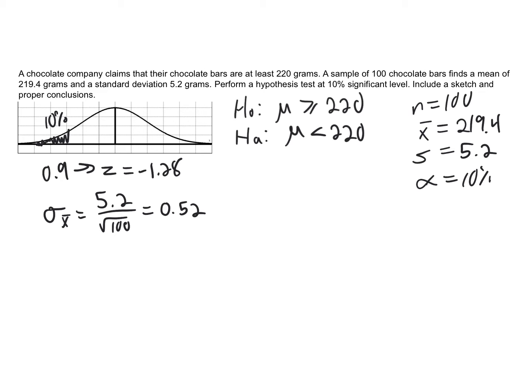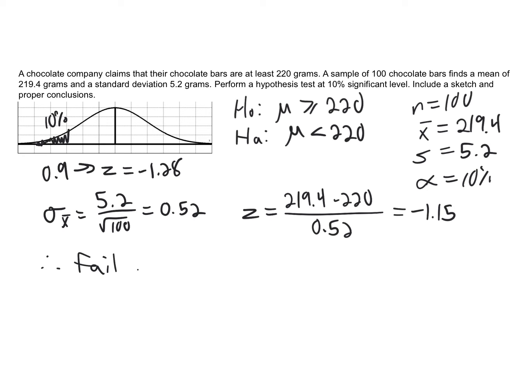And then we can use that to find our test statistic. From here, we can make our conclusions. Because the test statistic does not fall in the rejection area, we say that it fails to reject the null hypothesis.